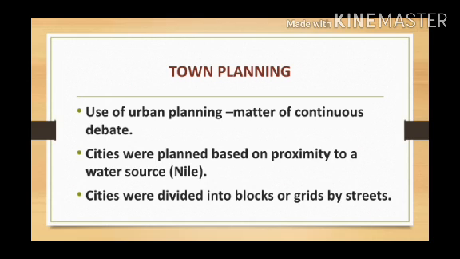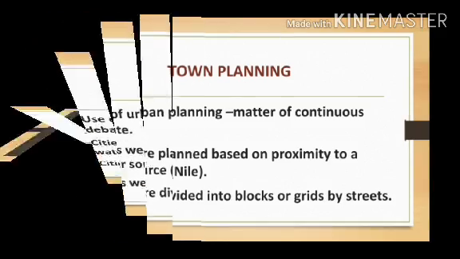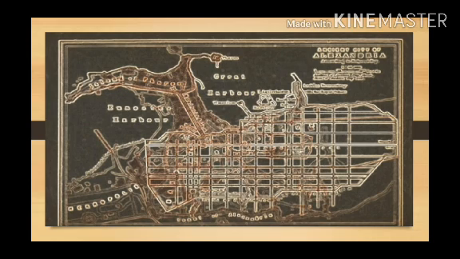The cities were divided into upper and lower regions. Here, the southern portion is known as upper region and the northern portion is known as lower region. There were a few broad parallel streets running north to south, cutting at right angles by narrow streets dividing the city into blocks or grids, which means the roads were not built or constructed randomly. They were constructed in such a pattern that the roads would cut each other at right angles, dividing the city into blocks or grids. For better understanding of the concept, look at this picture.